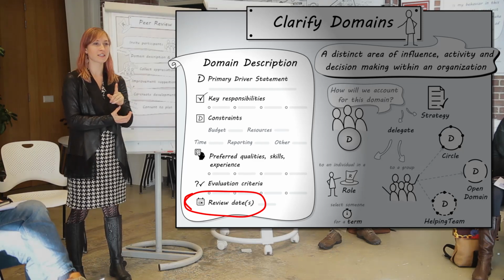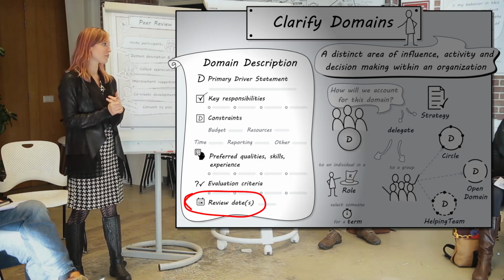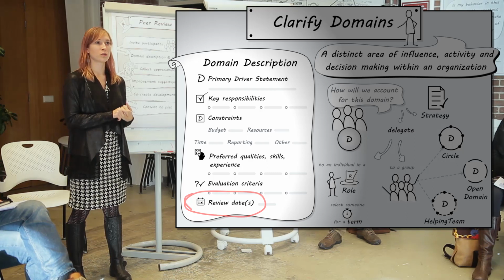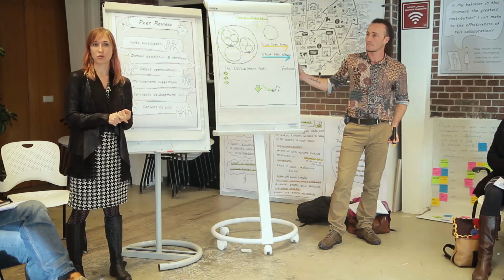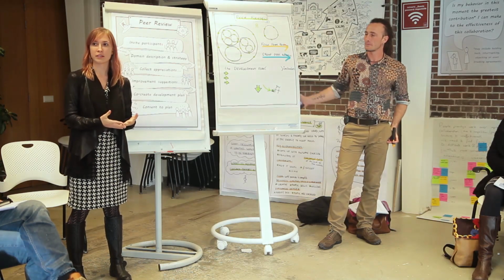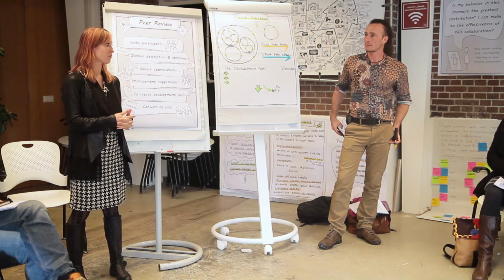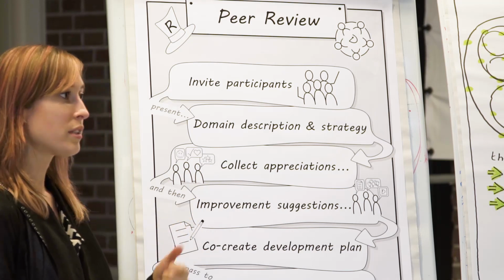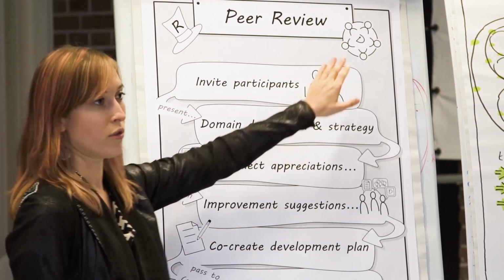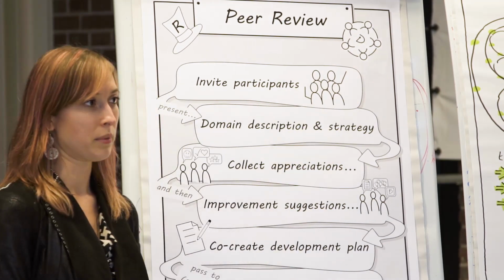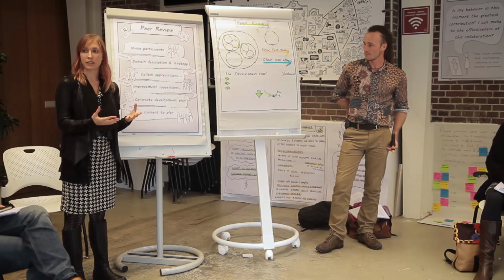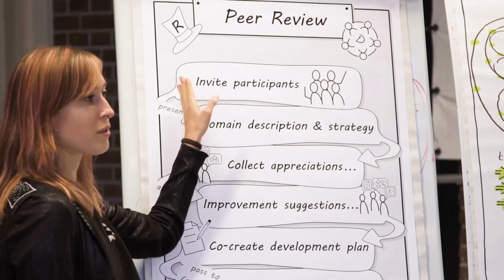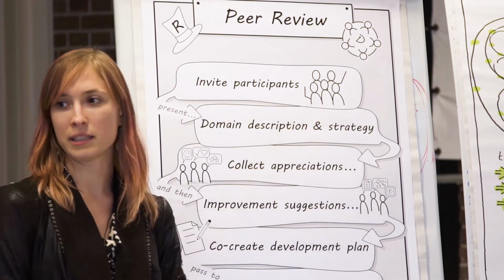Do you remember in the domain description we have a review date? Anybody? Yeah, I see some nodding. So that review date refers to the date where that person or those people who account for a domain will have a peer review. So peer review applies for an individual in a role, but also for a circle, for example. And the first step in the peer review is actually to invite people to participate in that meeting.